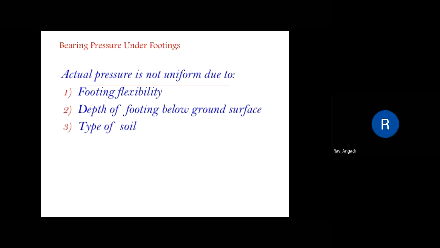And coming to the pressure distribution under the footing, actual pressure is not uniform. If you just look at the pressure underneath the footing, actually it is not uniform, but for design purposes we take it as a uniform pressure. So what is the reason for not being a uniform pressure? It is the footing flexibility, the depth of footing below the ground surface, and the type of soil present below the footing. So these are the factors which do not provide a uniform pressure under the footing.